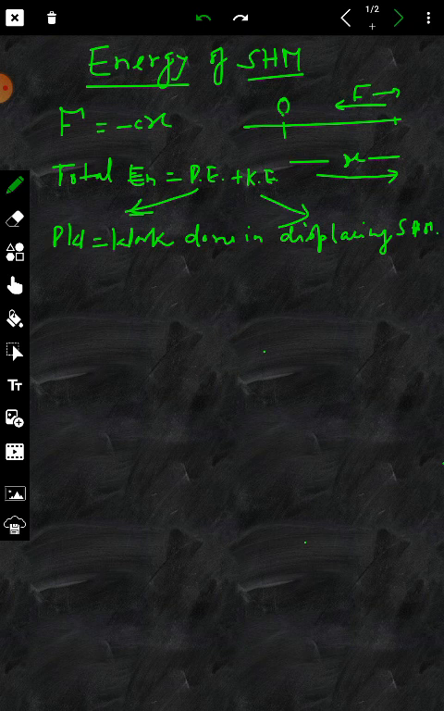For work we have this formula of force into displacement, right? Here this force is acting and it is causing the displacement x. So what work will this restoring force do? It will do work in the opposite direction. Therefore this small amount of work done for small displacement will be written as f into dx.